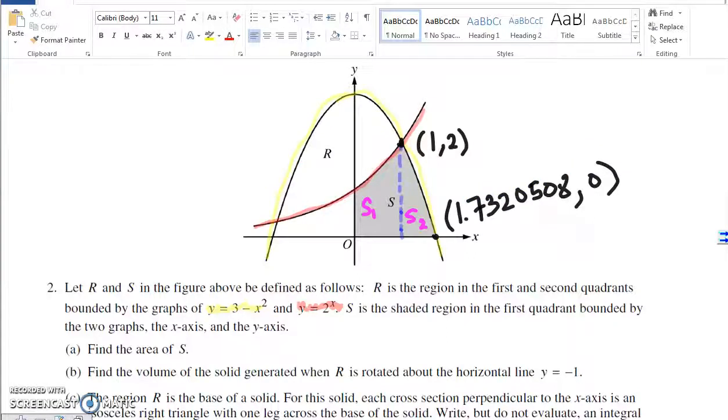So we've established that. Now remember, we're focused on the x values because we are integrating with respect to x. So my first region here will have the integral with limits from 0 to 1.